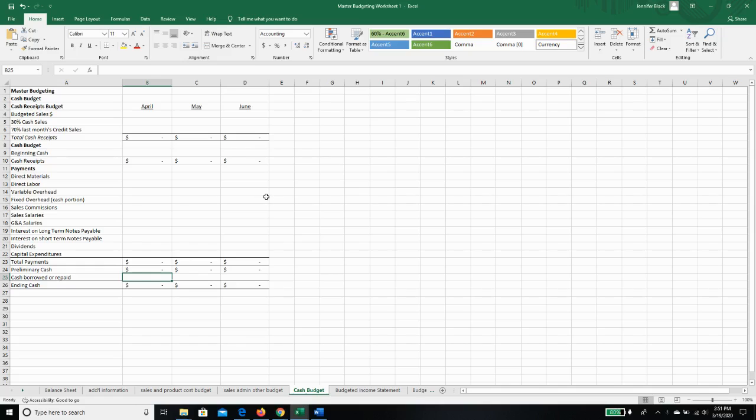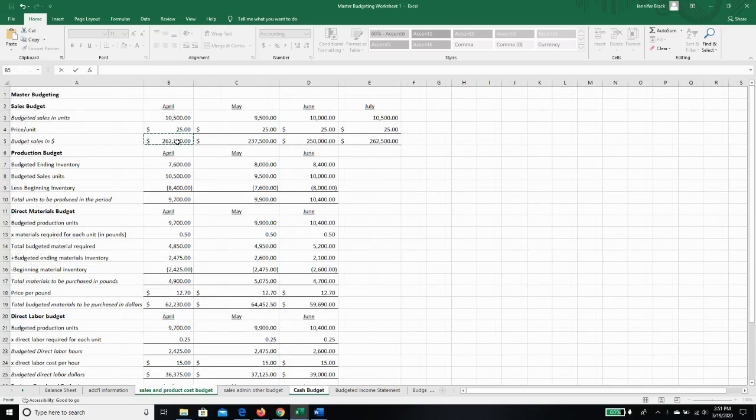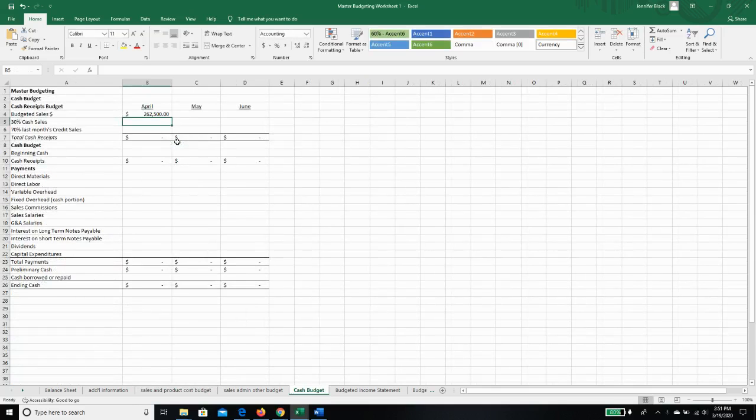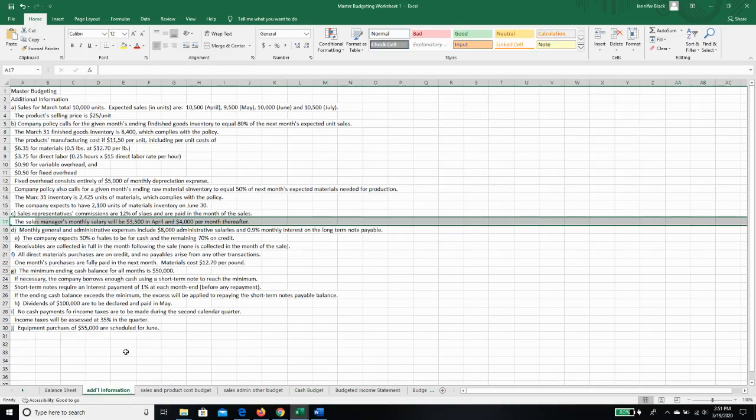All right. So the first thing we need to figure out is our cash receipts, and then we'll do our cash payments. The first step for our cash receipts is our budgeted sales dollars. So we know we have that over on our sales budget. So I'm just going to enter that in for April. All right. So let me go over to additional information where it actually says this. Okay.